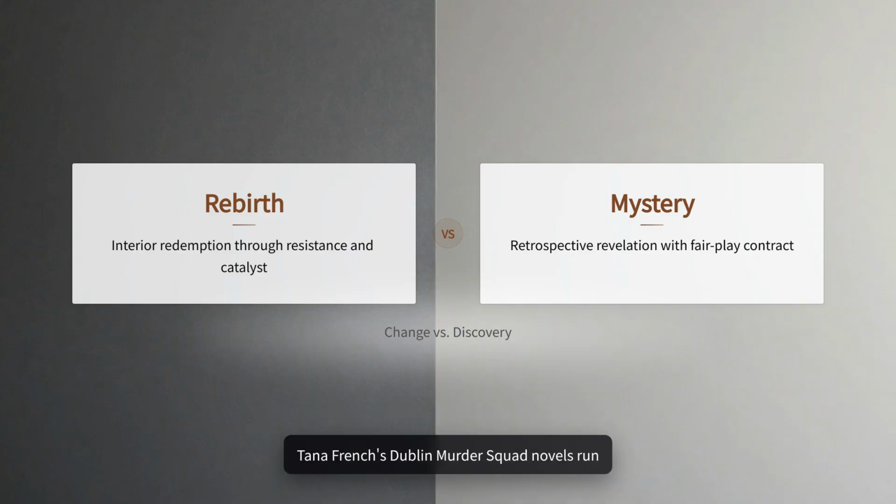Working example. Tana French's Dublin Murder Squad novels run the mystery engine with literary-grade interiority. The investigation and the investigator's own concealed history are parallel structures, and the revelation of what happened in the crime is often inseparable from the revelation of what the detective has been hiding from themselves. The fair play contract holds even when the protagonist is not entirely reliable.